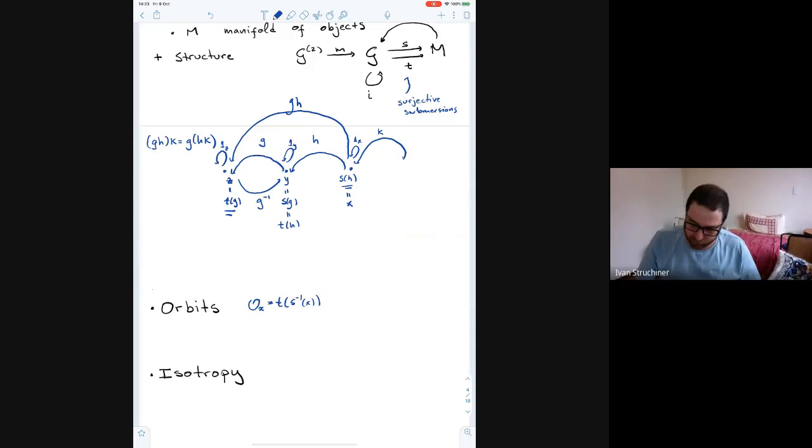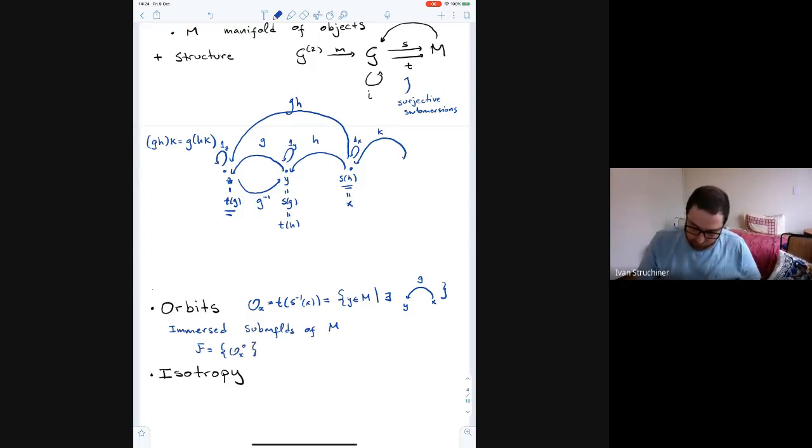So let me write this out better. This is the set of all y in M such that there exists an arrow G which starts at X and finishes at Y. So all the points you can attain from X by using arrows of the groupoid, and these are always immersed submanifolds of M.